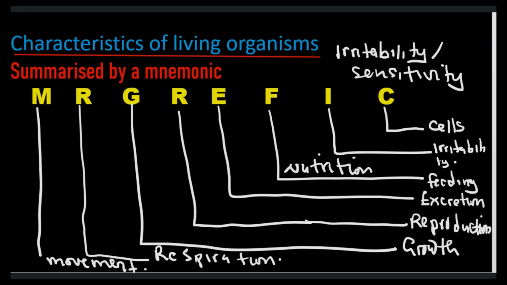Then excretion, reproduction, growth, respiration, and movement. So if you want to master these characteristics of living organisms, simply master the mnemonic Mr. Graphic. C is for cells, I for irritability or sensitivity, F is for feeding or nutrition, E is excretion, R is reproduction, G is growth, R again respiration, and M for movement. Now let us look at each of these. So now we are starting with movement.